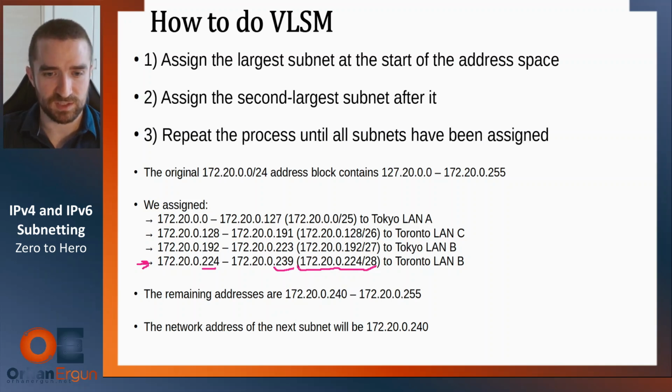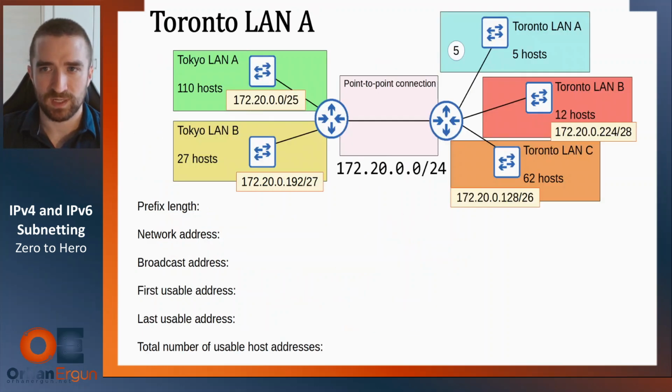Now the remaining addresses are .240 to .255, and we still have 2 more subnets to assign. And the network address of the next subnet will be .240. So what is the next one? It is Toronto LAN A, only requiring 5 hosts. So we know the network address is .240.